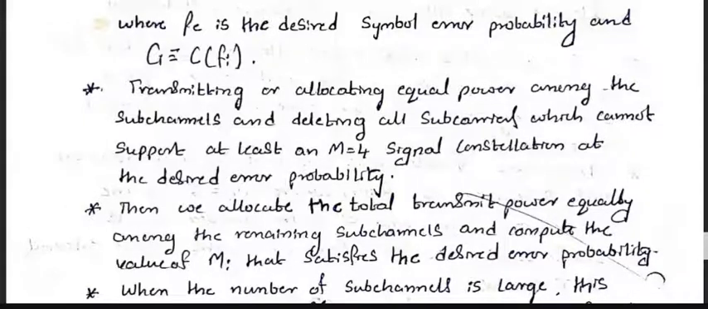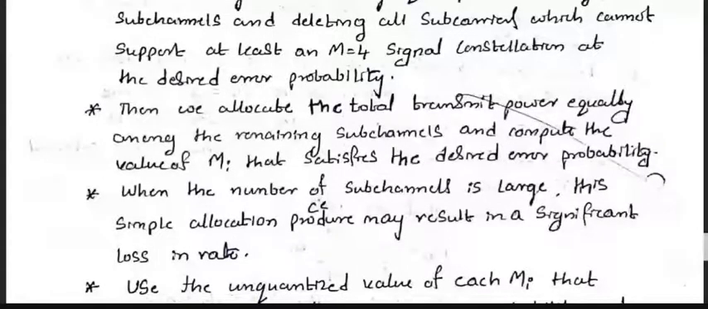Now, for the remaining subchannels, where subcarriers have the ability to transmit M_1, that is, 4 messages, for all those subchannels the power will be allocated equally, so that it could satisfy the desired error probability. This is how exactly our power will be allocated, based on the bit selection also.